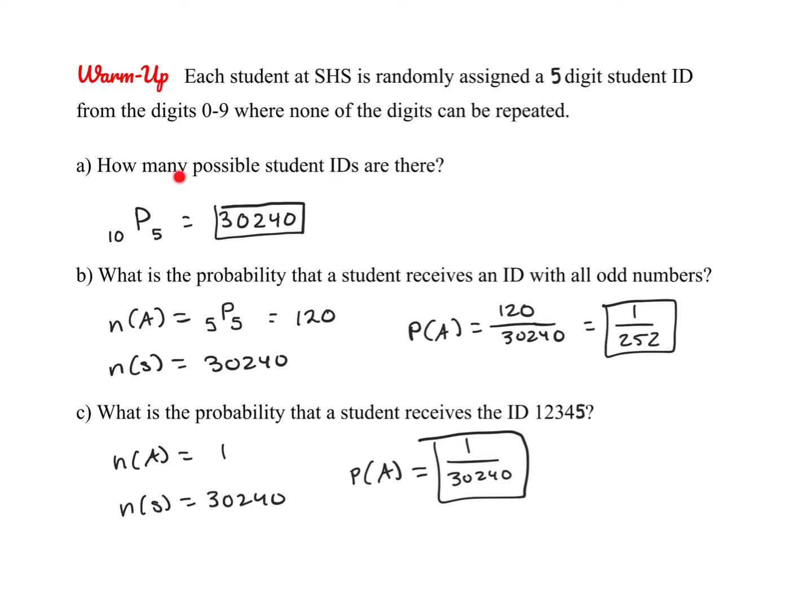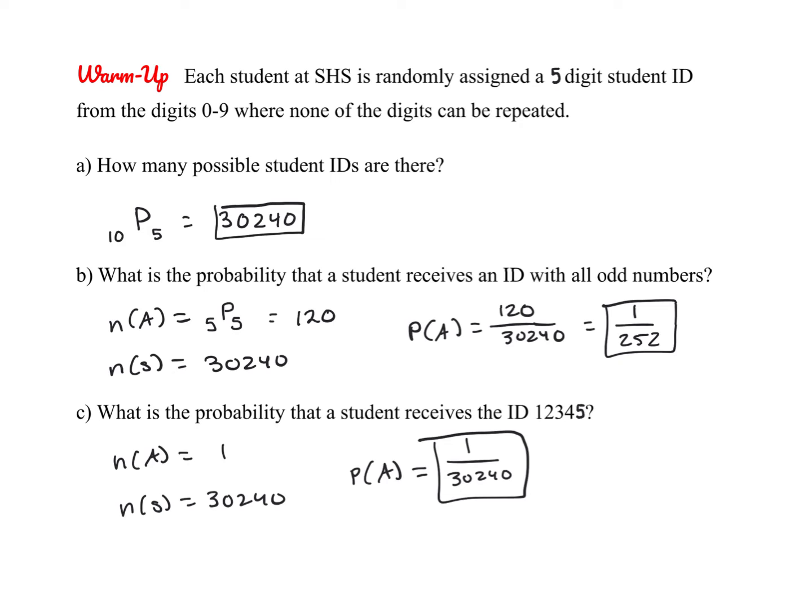So to find the possible number of IDs, it's just 10 pick 5. So you have that here. The probability that a student receives an ID with all odd numbers, so the number of permutations of all odd would be 5 pick 5, which is 120, because there's 5 odd numbers and you're using all 5. And you use the answer from part A as your total number of outcomes, and you end up with 1 over 252 when you simplify.